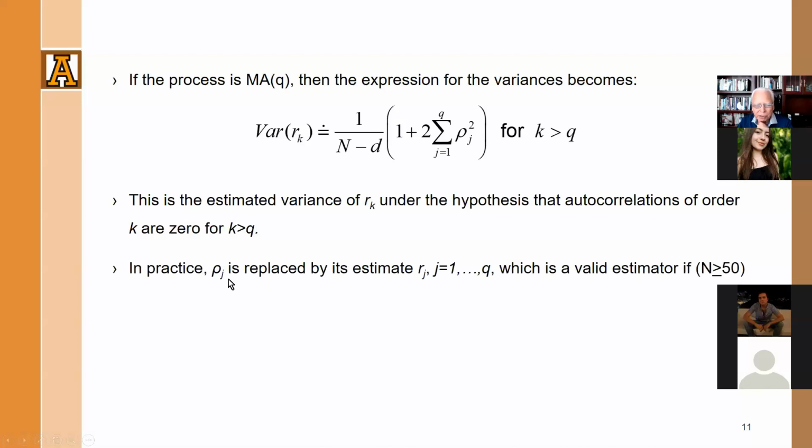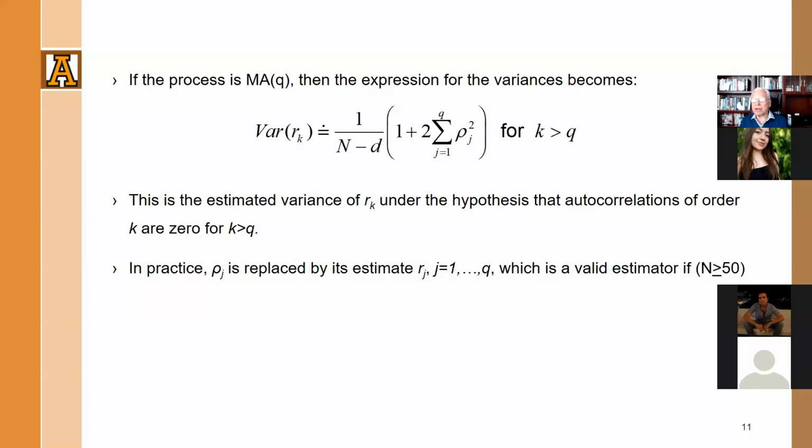Okay, so what I told you earlier, the rho J's, we do not know the autocorrelations. So we replace them by their estimates. And these are good estimates if we have at least 50 data points. So that's an important restriction. These types of models, if we have, for example, monthly data, that means that we need at least 4 years of data, right? If we have monthly data.